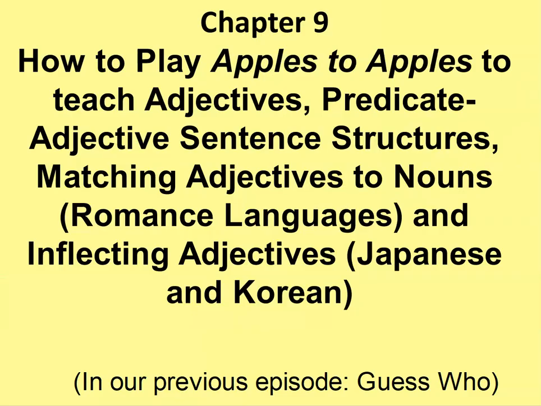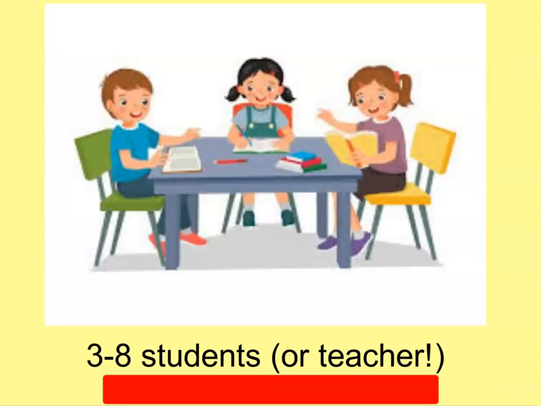So we're on chapter 9 of my book, and I'm going to show you how to play Apples to Apples. Apples to Apples is amazing because you can teach adjectives, predicate adjectives, sentence structures, match adjectives to nouns for your Romance languages. You're going to inflect your adjectives for Japanese, Korean. You're going to get so much culture accidentally embedded into this game. It's so wonderful. In our previous episode, we talked about how to play Guess Who.